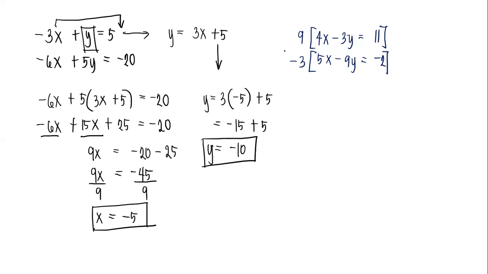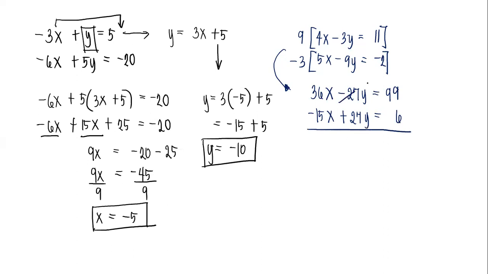Okay, so just make sure that one set of equations will be the inverse operation of the other, so that you can cancel it out. So you will not be thinking if you're going to add or subtract. Okay, so 9 times 4, 36x. 9 times negative 3, that is negative 27y, equals 99. Negative 3 times 5, negative 15x. Negative 3 times negative 9, positive 27y, equals positive 6. Cancel this out. 36 minus 15, that is equal to 21x. And 99 plus 6, that is equal to 105.